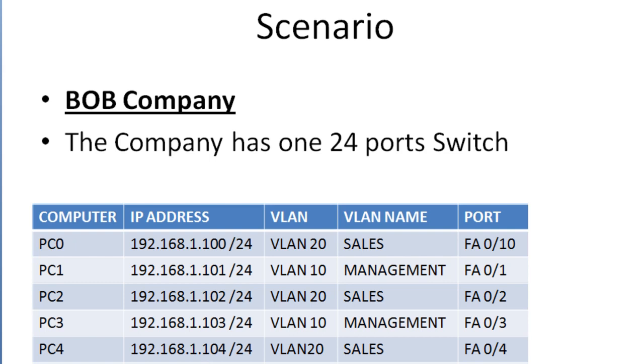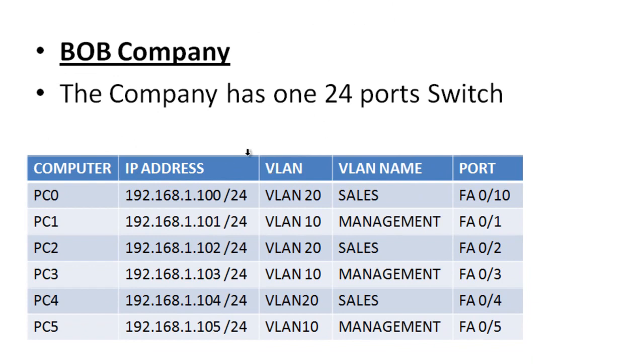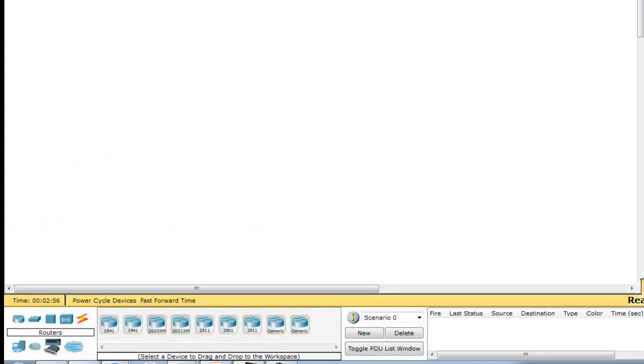Before we go to Packet Tracer, we're going to be using 6 computers. There are 6 PCs in this company up here. We're going to be having 2 VLAN. Right now you don't understand the concept of VLAN, so I'm going to go step by step and show you how you can implement VLAN on this company network. So let's go to Cisco Packet Tracer right now. I'm going to show you.